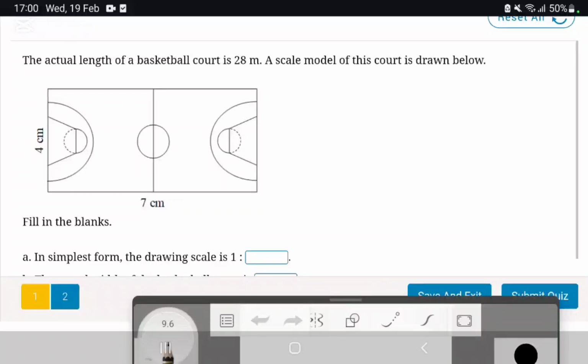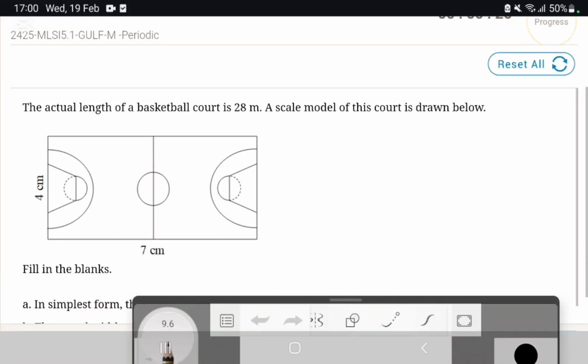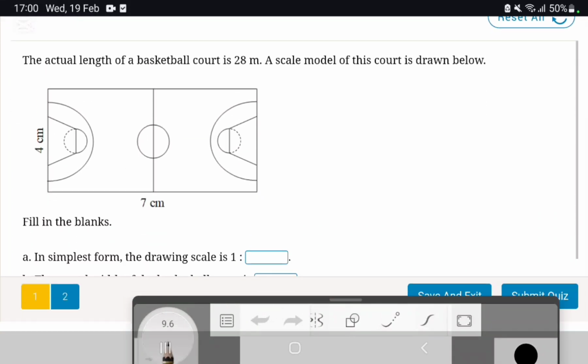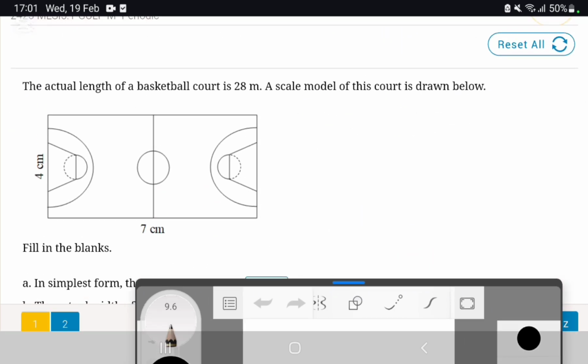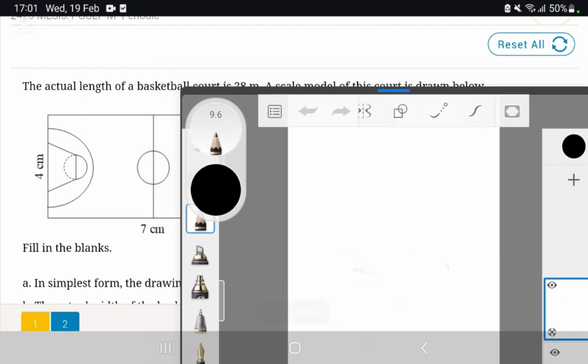Today I'll be solving sections 5.1 and 7.4 for the IGCSE periodic. Let's go. The actual length of a basketball court is 28 meters, which is 7 centimeters here. First of all, we need to find the scale.